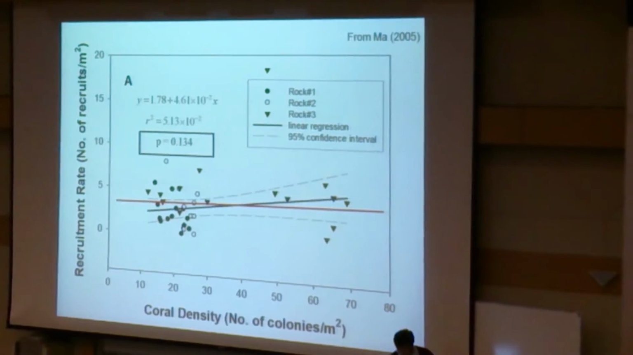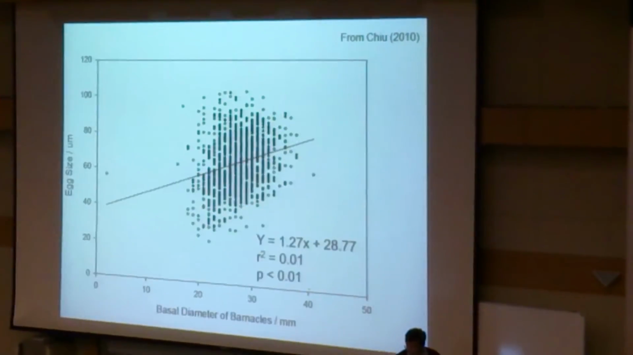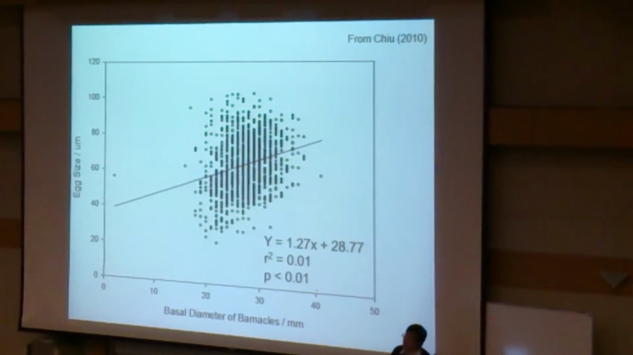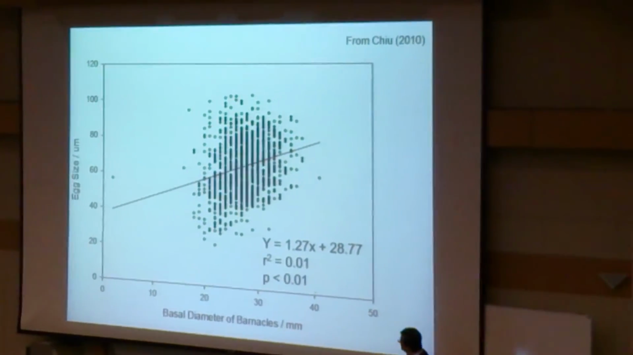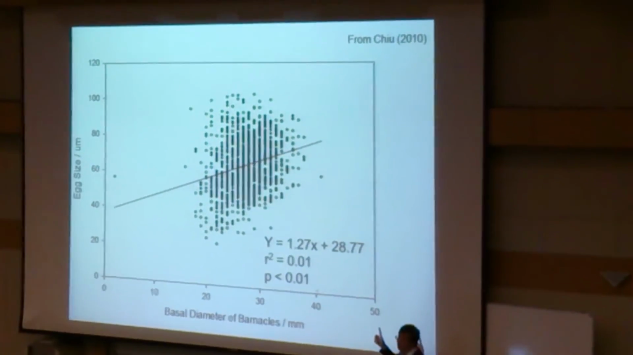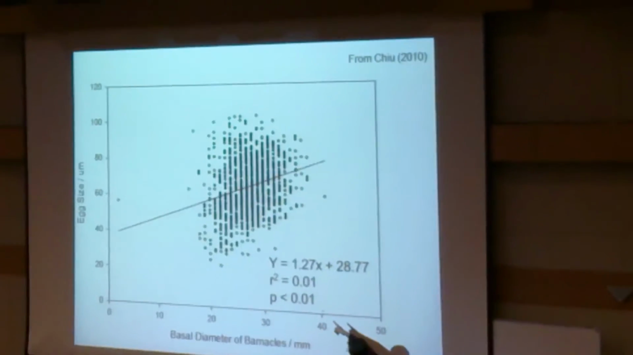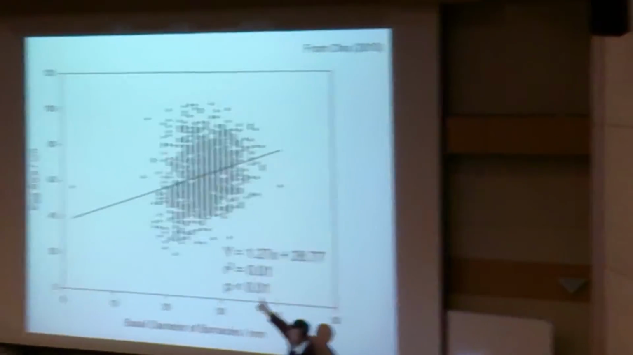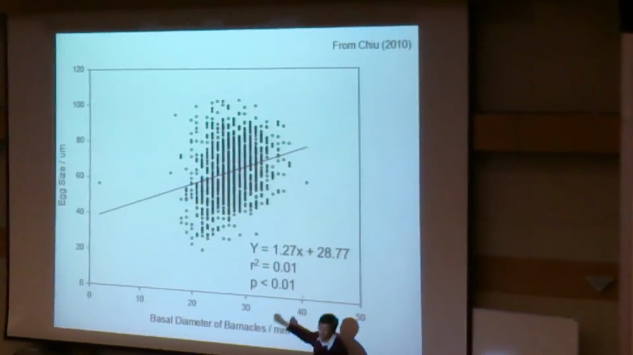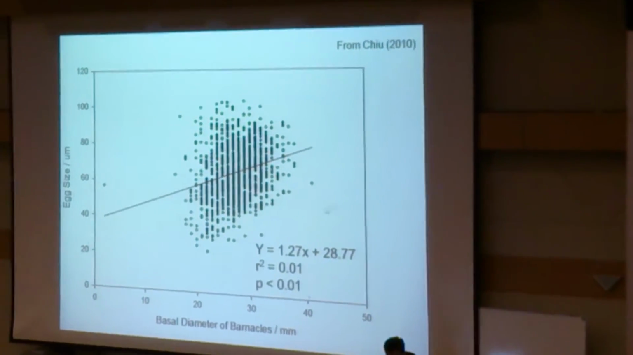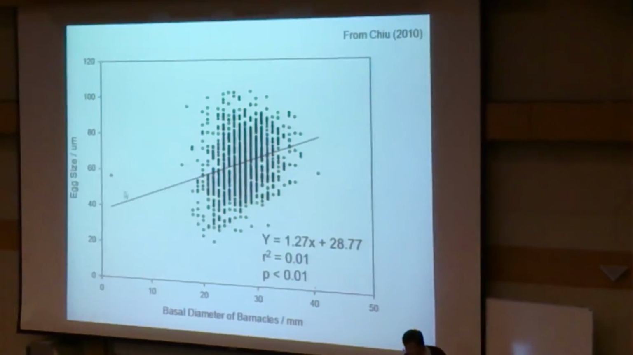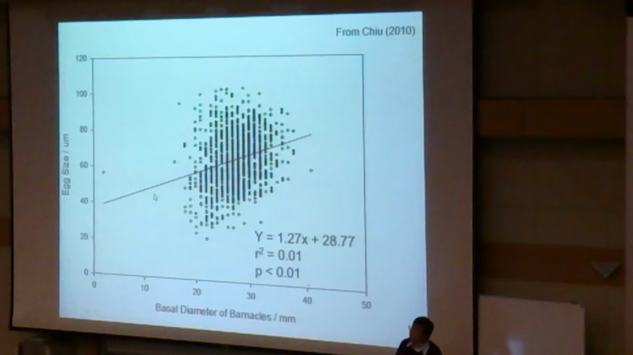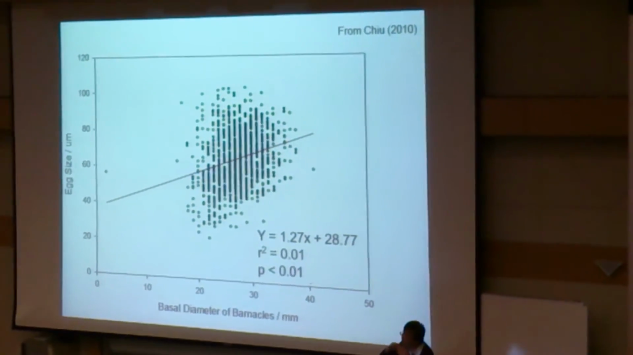Okay? So let me show you another example. Hopefully, it will become more clear. If you look at this example, what do you get? P is less than 0.01. So that means this line that you have generated from your set of data is significantly different from a flat line.